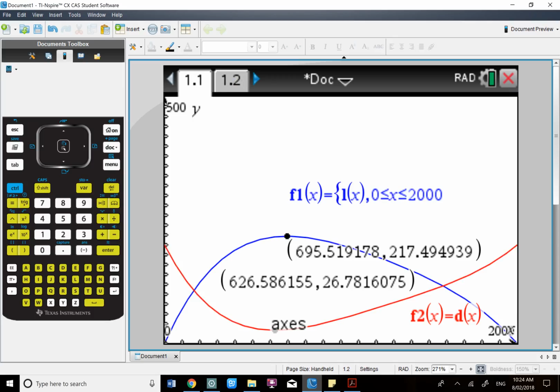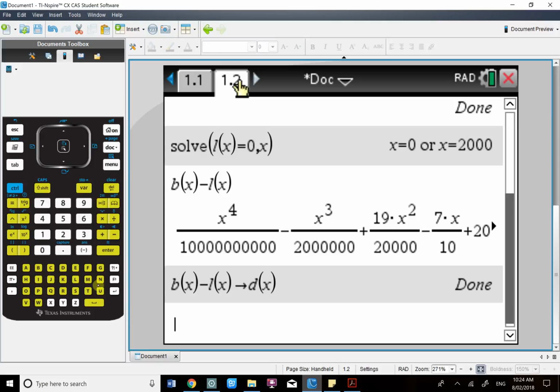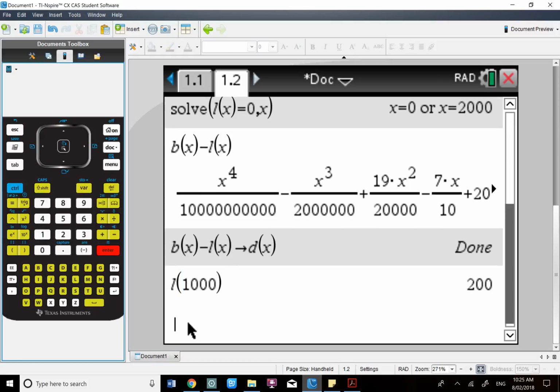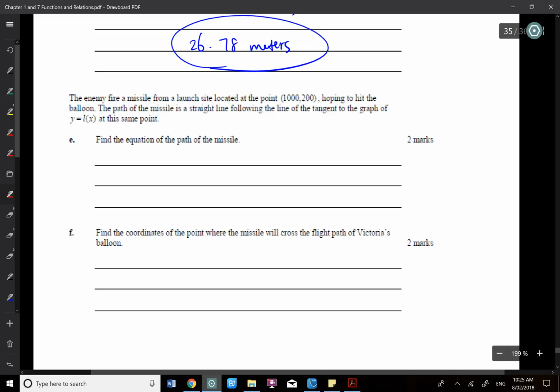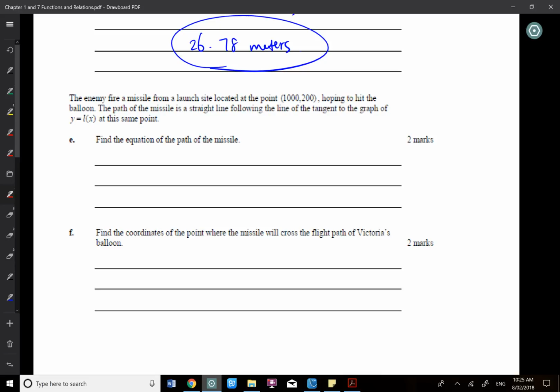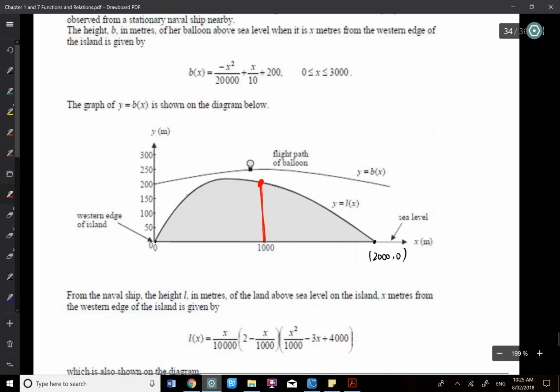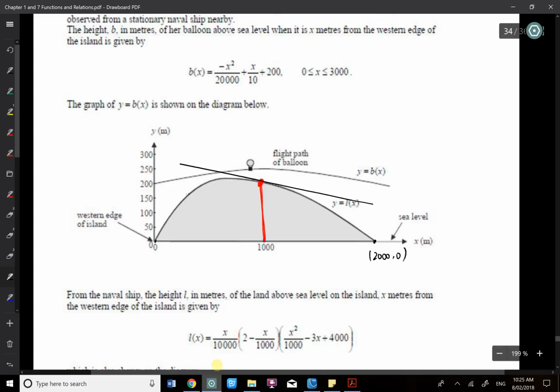Or if you want to test for it, you can calculate L of 1,000, which gives you 200, showing that it's on the island. 1,200 is a point on the island, and then hoping to hit the balloon. The path of the missile is a straight line following the line of the tangent. Find the equation of the path of the missile. So what does the tangent look like? The tangent will be that line. I use the blue color. Okay, that's the tangent.